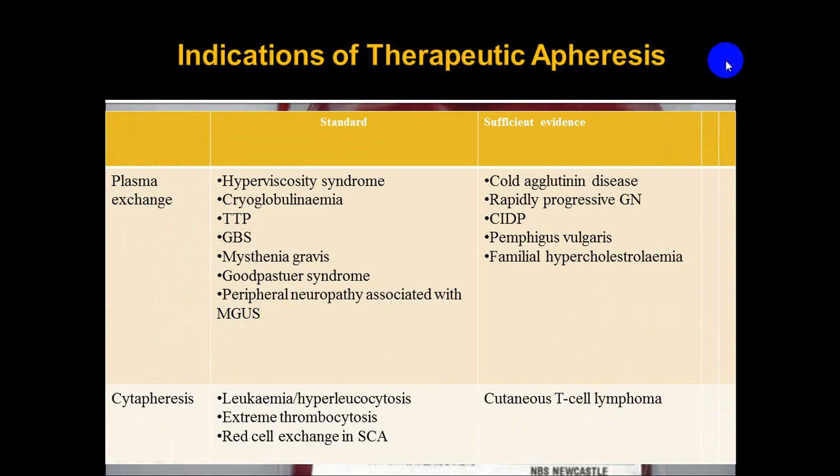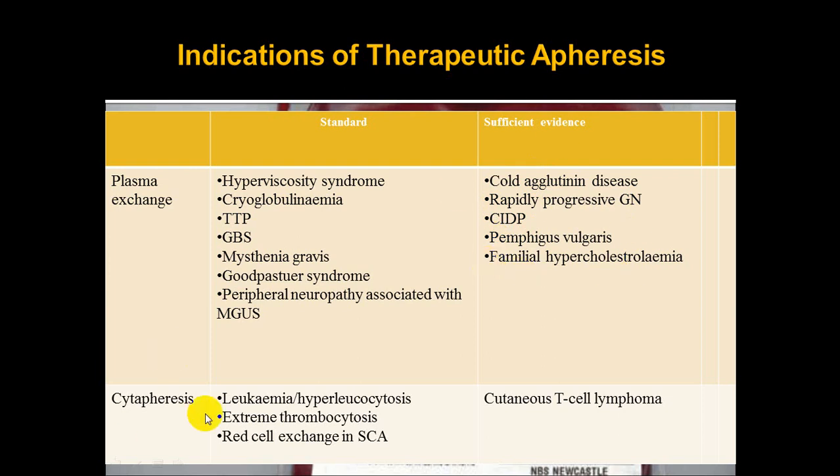What about therapeutic apheresis? I think this is the last slide, a too long lecture. Plasma exchange and cytapheresis. For plasma exchange, we have standard indications with sufficient evidence, standards proven by guidelines, let us say level of evidence 1, level of evidence 2A. Hyperviscosity syndrome, cryoglobulinemia, thrombotic thrombocytopenic purpura, myasthenia gravis, Guillain-Barré syndrome, peripheral neuropathy associated with monoclonal gammopathy of undetermined significance. All these are standard indications for plasma exchange. Sufficient evidence: cold agglutinin disease, rapidly progressive glomerulonephritis, chronic inflammatory demyelinating polyneuropathy, pemphigus, familial hypercholesterolemia.